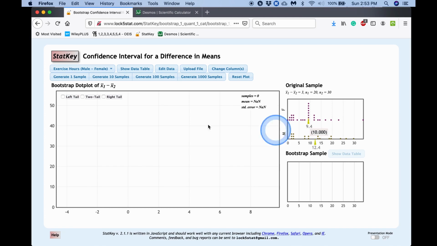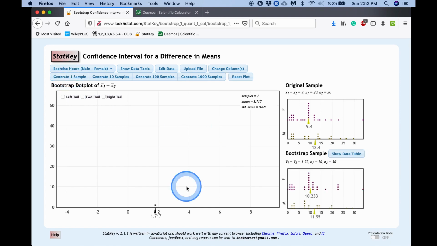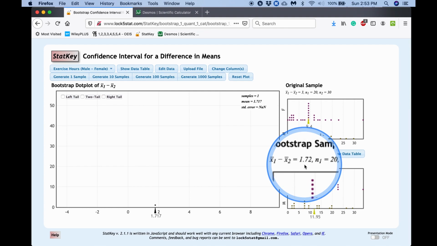Okay, now, when we generate one sample, we have to see what StatKey is going to do. What it's doing is sampling with replacement from the male dots. It's sampling with replacement from the female dots. It's collecting those samples below, and it's computing the means for those 2 samples. So in this sample, we got 11.95 for the men and we got 10.23 for the women, and now we can see the difference in the sample means is 1.72.